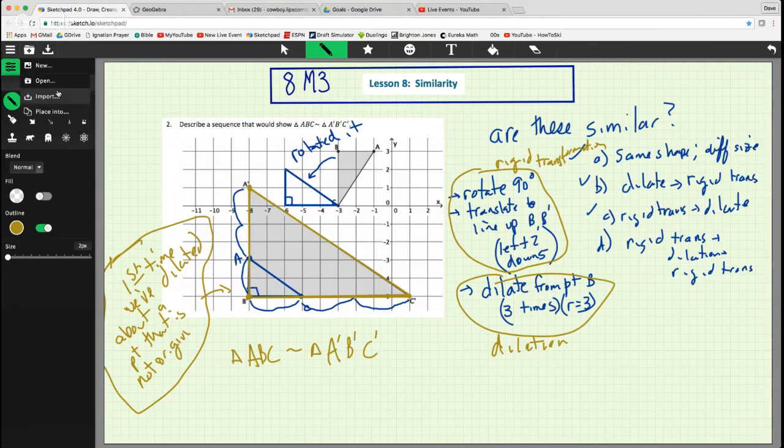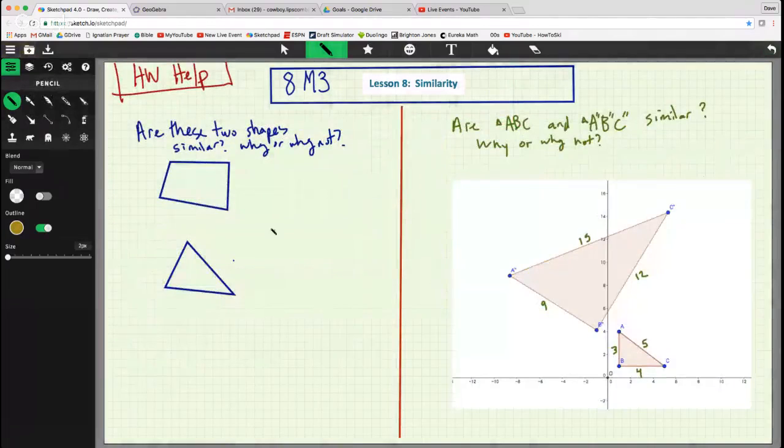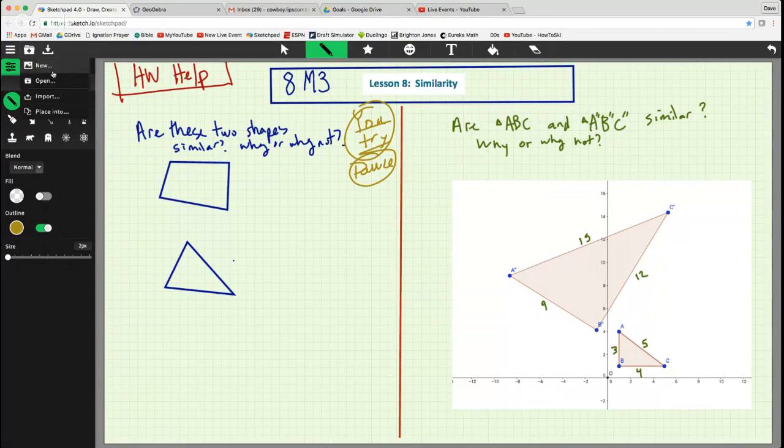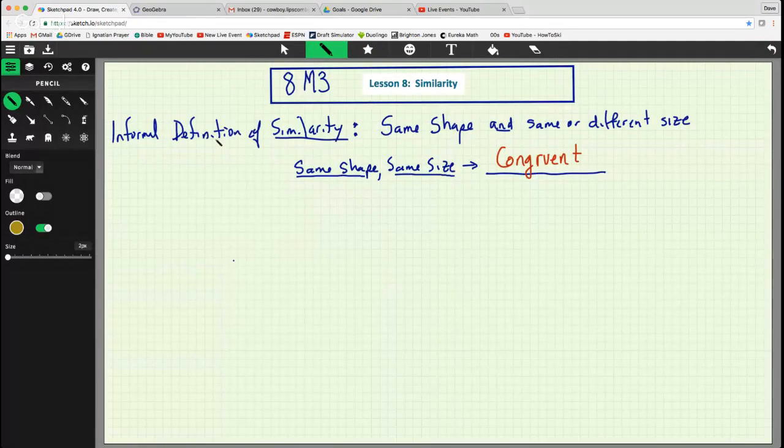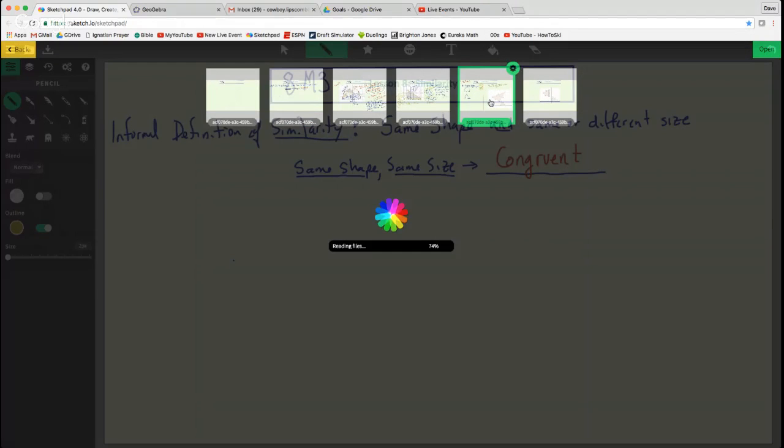Okay, let's move along. So now we're going to get to some homework help. Now, there is a question on your homework, so let's just look at this. My question for you is, are these two shapes similar? Why or why not? This is a you try. Pause and think, and look back at your definition. I'm going to give you the hint here: look back at your definition, same shape, same or different size, informal definition of similarity, and see if you can use that on this homework help.